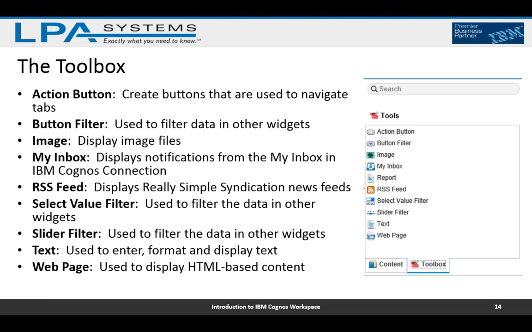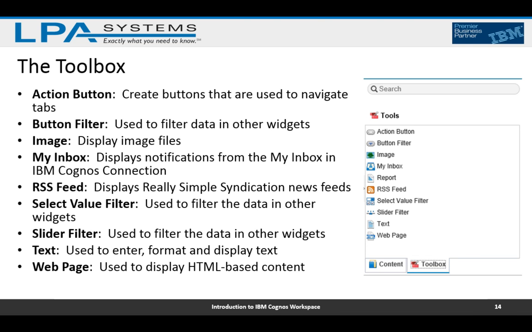So the first one that I have listed here is this action button. The action button gives the user the ability to navigate tabs. So I can come into my workspace and add an action button to my workspace. When a user clicks on the action button, I can tell that action button, hey, go ahead and move the user to the last tab or the second tab or the marketing tab. It allows me to navigate.